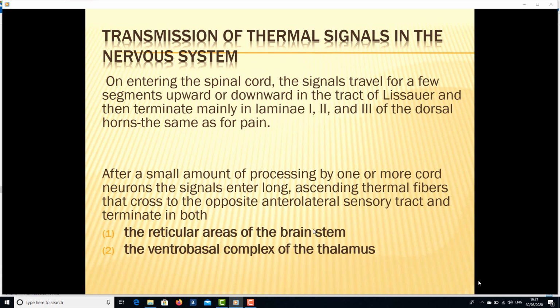So you can say that the first order neuron is over there at the level of the spinal cord. The second order neuron, they are in the spinal cord and they cross to the opposite side at the spinal level, and the third order neuron actually goes from the brainstem and thalamus to the sensory area of the cerebral cortex.